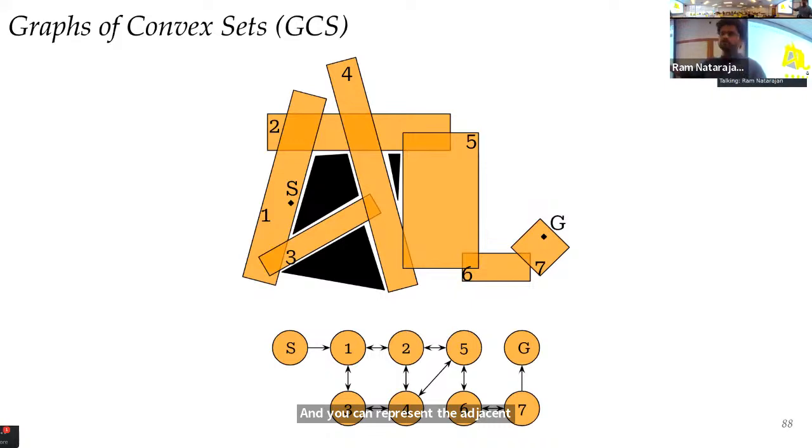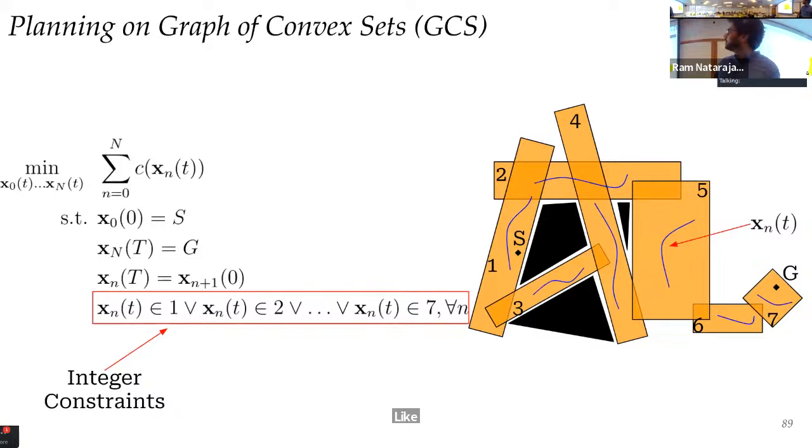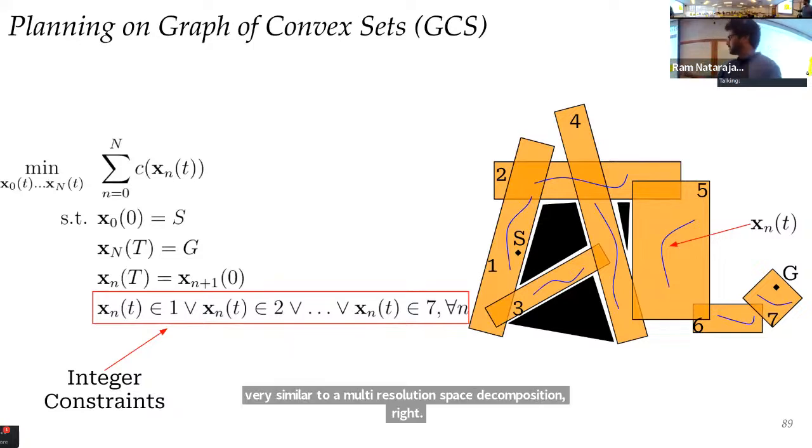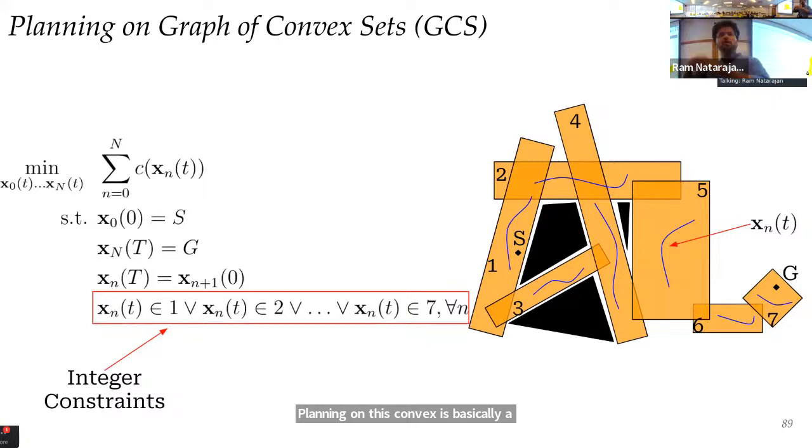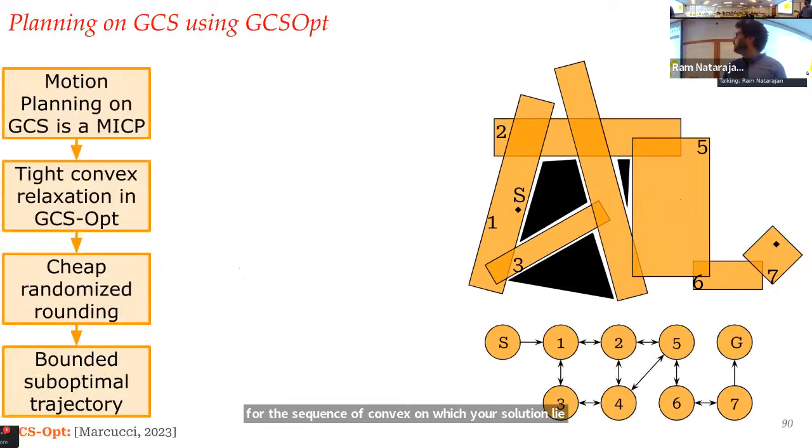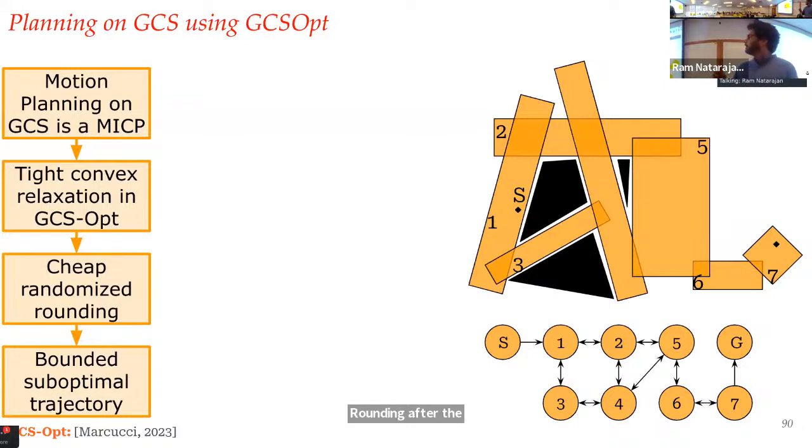This is very similar to a multi-resolutional space decomposition, right? So planning on this graph of convex sets is basically a mixed integer optimization where you have to simultaneously optimize for the sequence of convex sets on which your solution lies and the trajectory through that sequence. GCS opt was the method that was developed to solve this mixed integer optimization. They come up with a very tight relaxation and do some rounding after the fact to find the optimal trajectory.